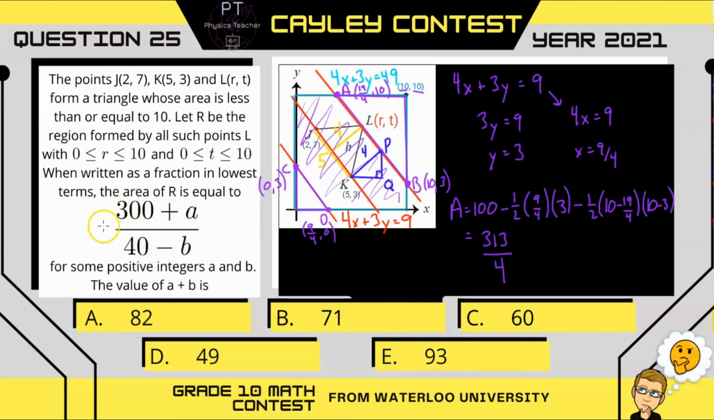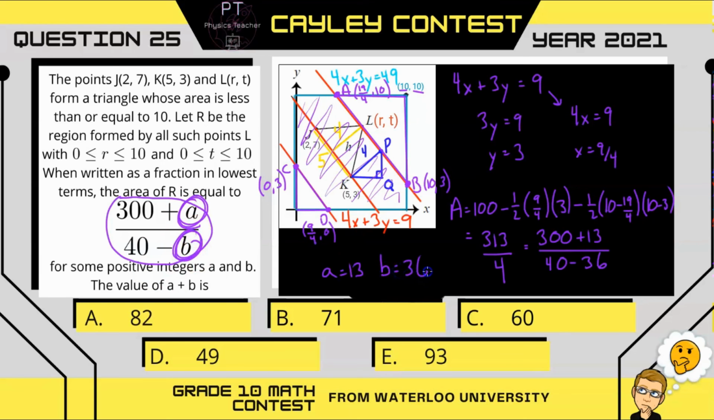So now we just need to put it in terms of this equation here. So I'm going to change the numerator to 300 plus 13, and the denominator I can change to 40 minus 36. So that means A, this value here, is 13, and B is 36. So when I find A plus B, you do 13 plus 36, which equals 49, or our answer is D.